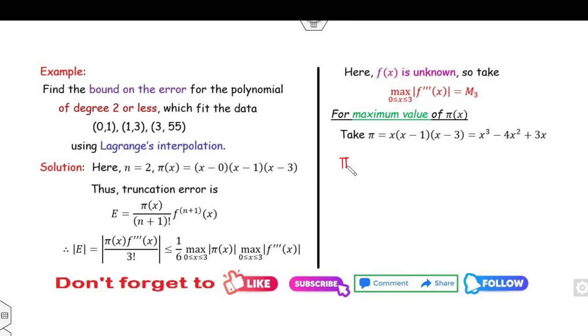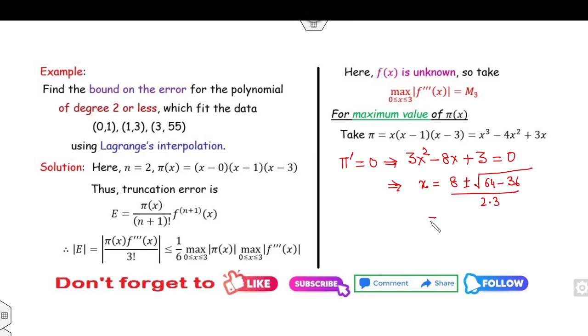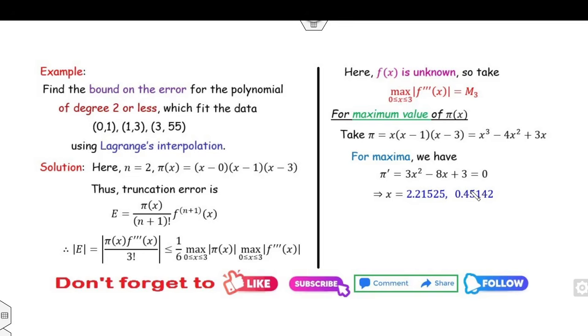Fine. What is the condition for the maxima? First derivative to be 0. So 3x square minus 8x plus 3 is equal to 0. Can you find the roots of the equation? Either you can use the calculator, or use minus b plus minus square root of b square minus 4ac divided by 2a. After the calculation, you will get the two results as here. Now you can see both the numbers lie between 0 and 3.